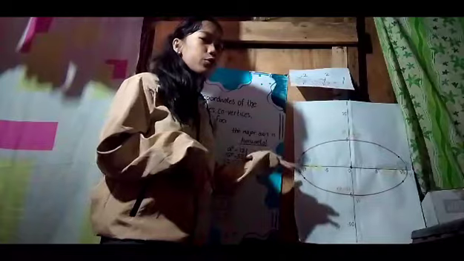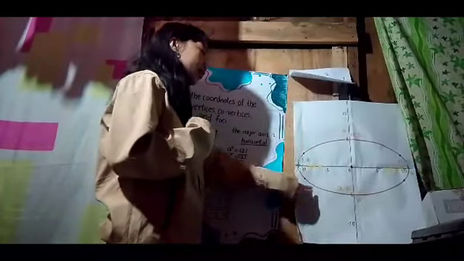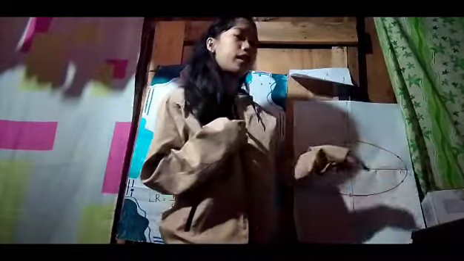From the foci, count 2.3 units up and down both sides. That's how we got the lateral recta: negative 9.8, 2.3, negative 9.8, negative 2.3, 9.8, negative 2.3, and 9.8, 2.3.